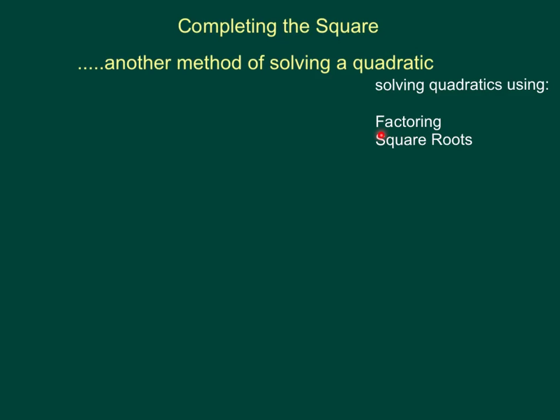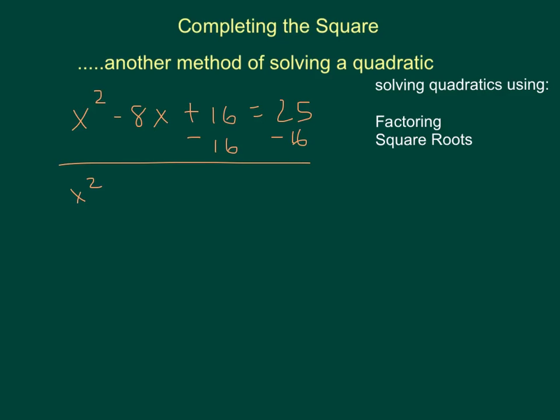Let's see how this works now. I have a problem, x squared minus 8x plus 16 equals 25. And if we were to solve this using square roots, you subtract 16 from both sides, you get x squared minus 8x equals 9. And there's no real convenient way to deal with this linear term. When you solve via square root, I don't know if you've noticed, but there have been no linear terms, just quadratic terms and constants. So, I guess this isn't going to work out.